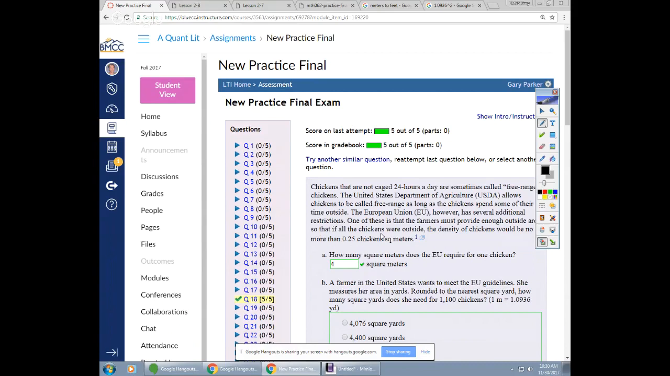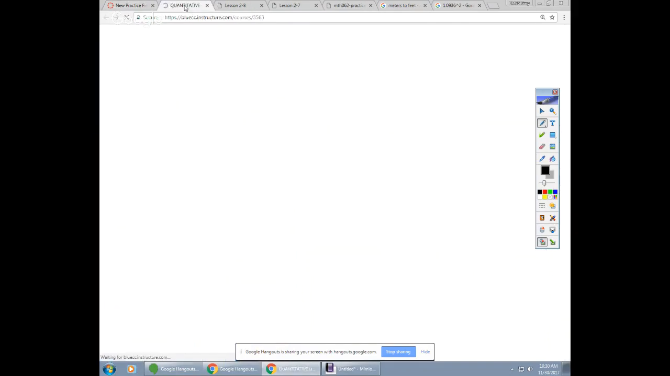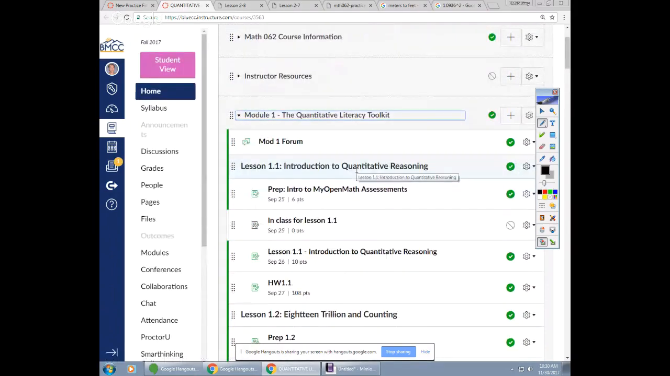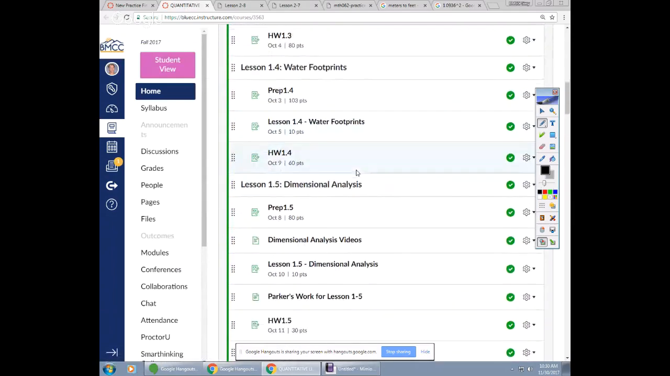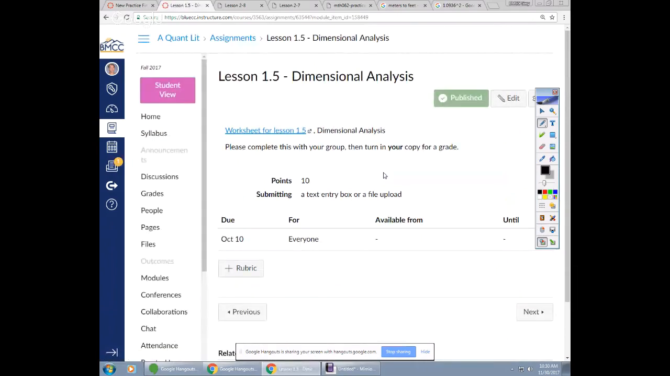Yeah, so sometimes I just give you the conversion factors. Like with number 1, I didn't give that one. I think that was on that cheat sheet on activity, which one was that? Lesson 1.4 maybe? So you'll have that. Let's see, which one was it? Dimensional analysis, lesson 1.5.